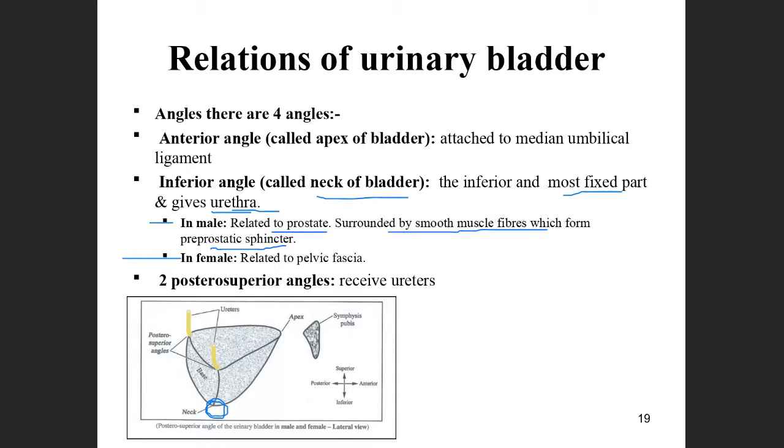In the female, it is related to the pelvic fascia. So the inferior angle in the male is related to the prostate gland, and in the female, it is related to the pelvic fascia. And which is the fixed part of the urinary bladder? The neck, or inferior angle, is the fixed part of the urinary bladder.